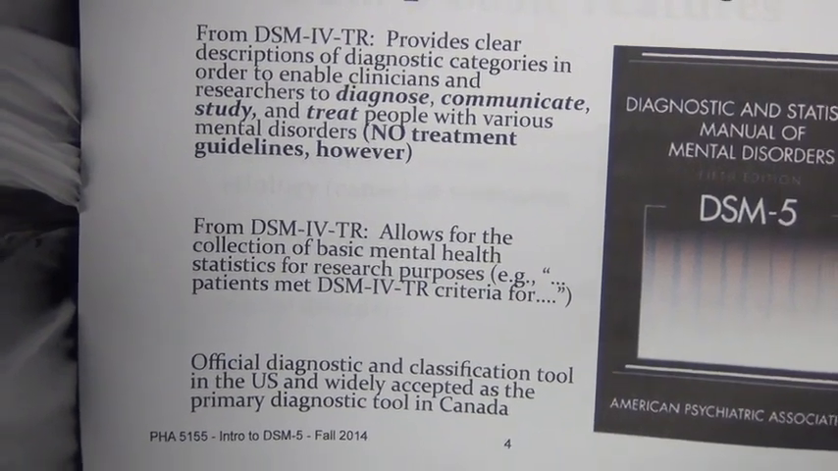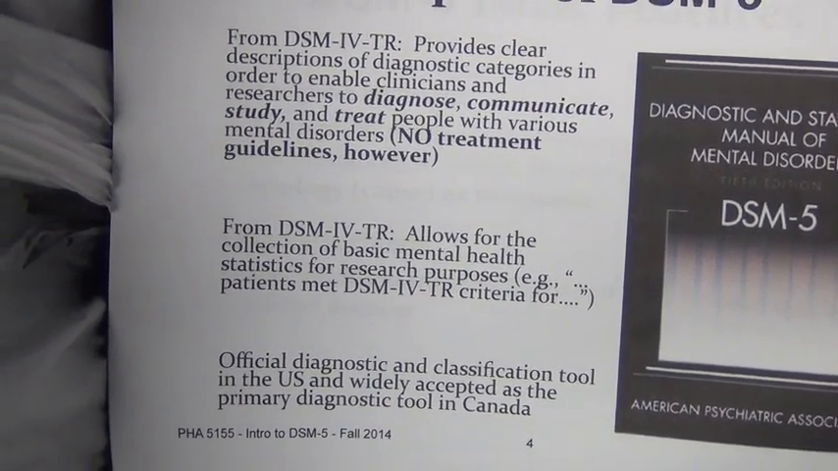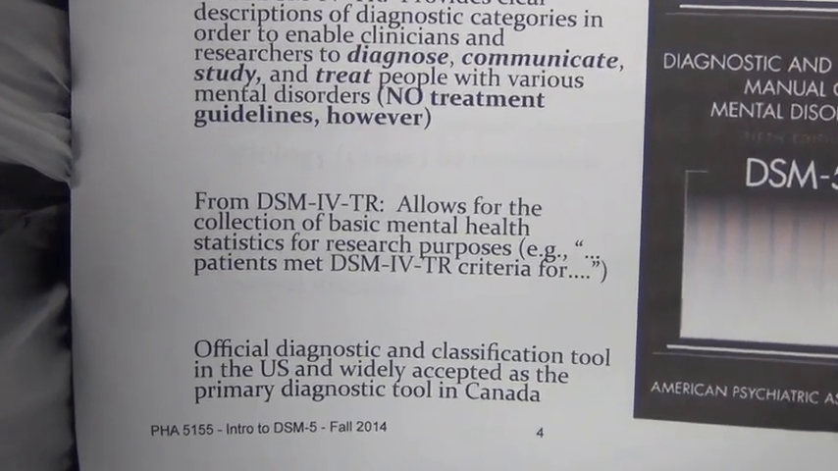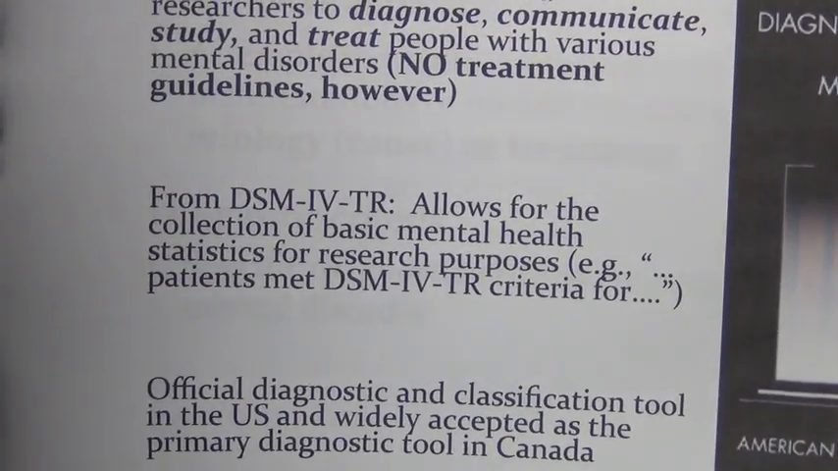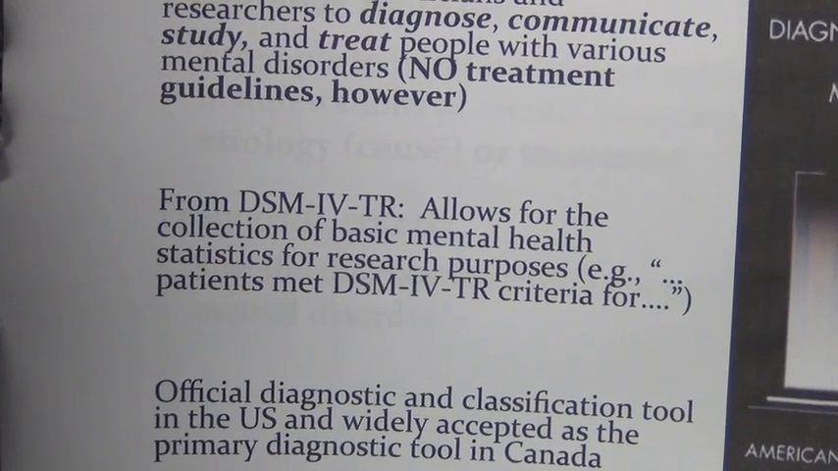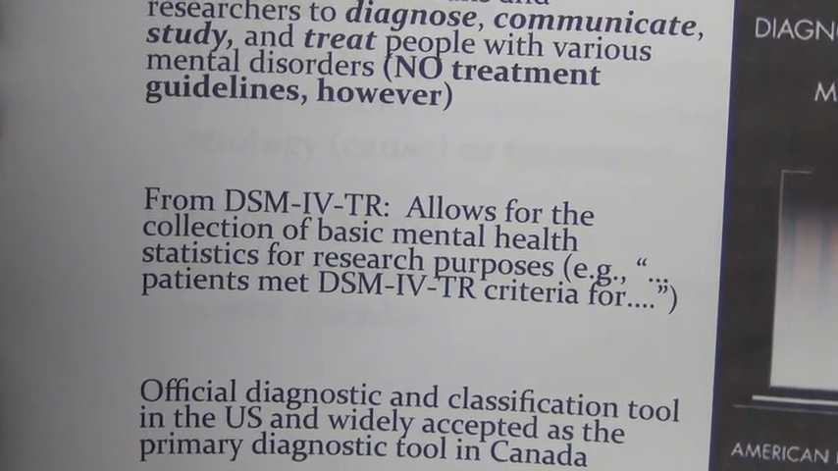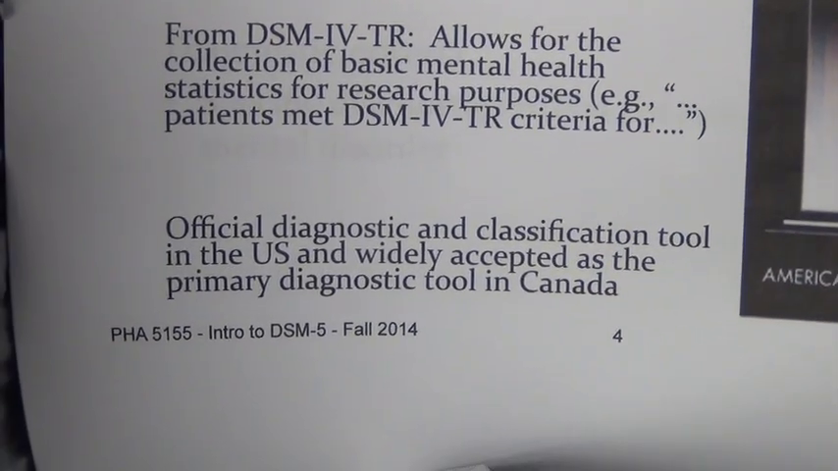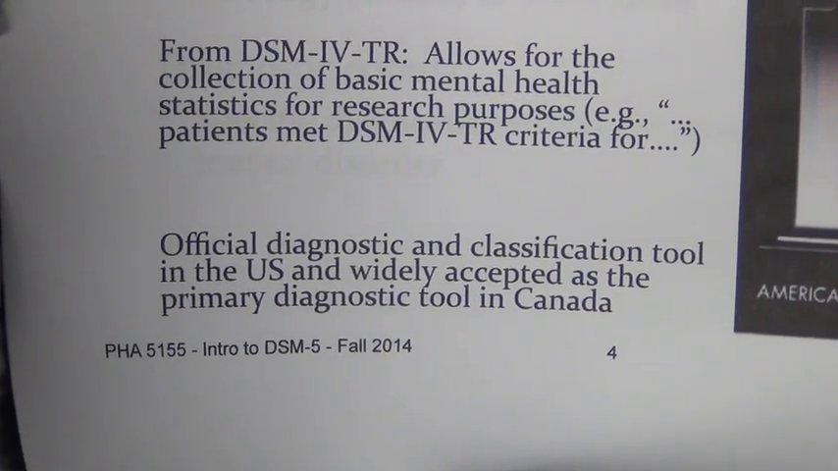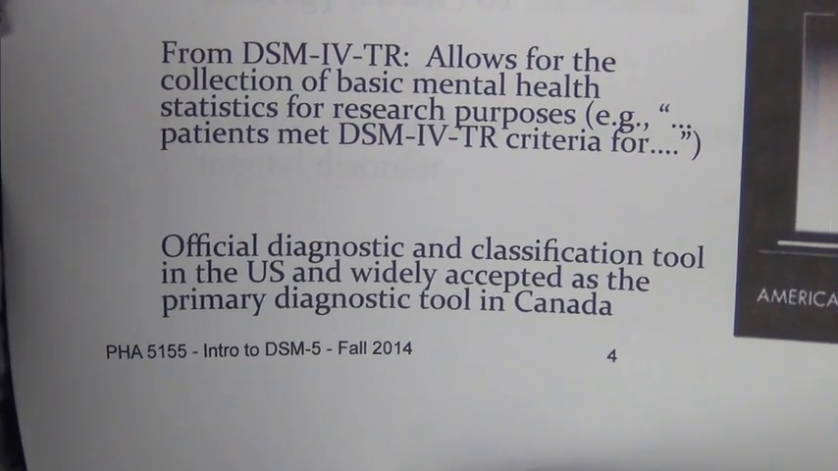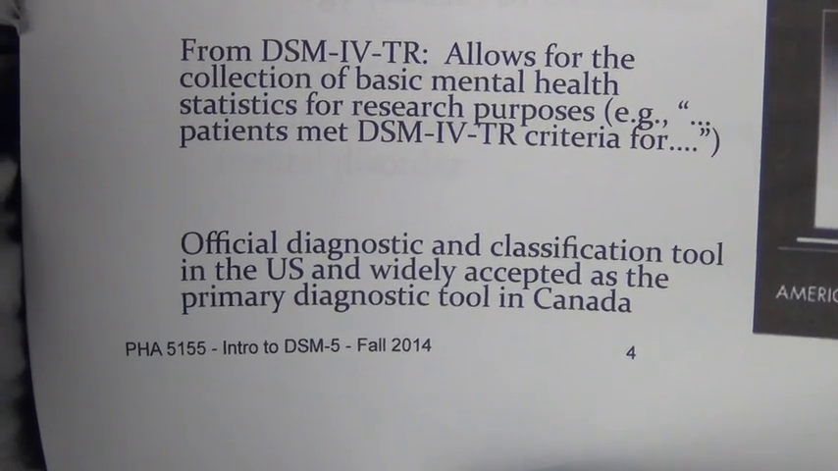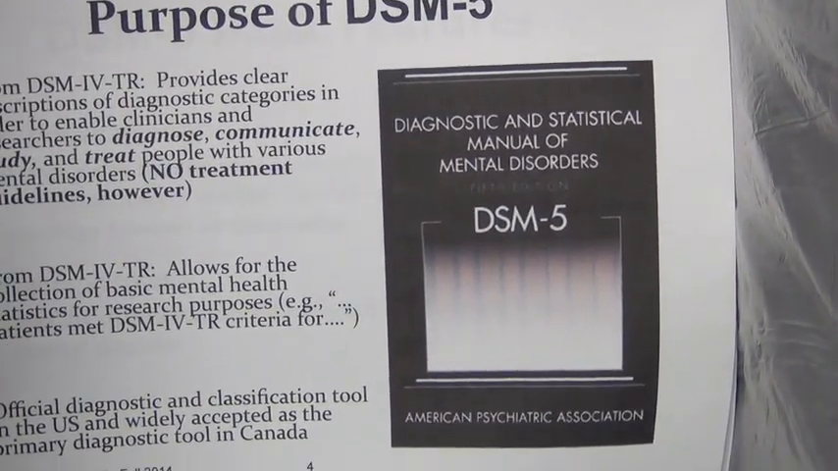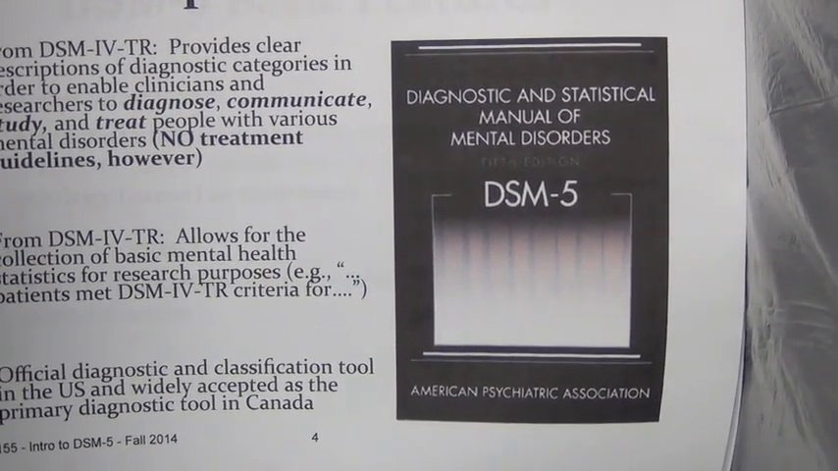Again, from the DSM-4, it allows for the collection of basic mental health statistics for research purposes. So you'll see a lot of papers in Archives of General Psychiatry, if you look in there. You'll see papers that say, patients met the DSM-5 criteria for, and they'll tell you the disorder. And lastly, it's the official diagnostic and classification tool in the U.S. It's widely accepted in Canada. And so basically that's about it. That's the DSM-5. And this is it. Reality is, it's a purple book.